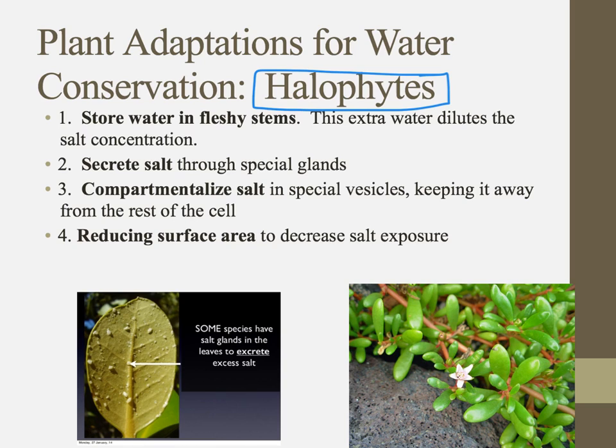We don't want a ton of salt in the cytoplasm because it messes with the osmotic balance. So if we can compartmentalize it in those vesicles and keep it away, then that's a good thing. And a lot of them do the same thing that the xerophytes do, just reducing their surface area, so these shorter, thicker leaves and other parts decrease the salt exposure. They don't need a ton of surface area for absorption of water. They live in salt water. So in that case, a lot of surface area is bad, so they can actually decrease it so they don't absorb as much salt water to begin with.